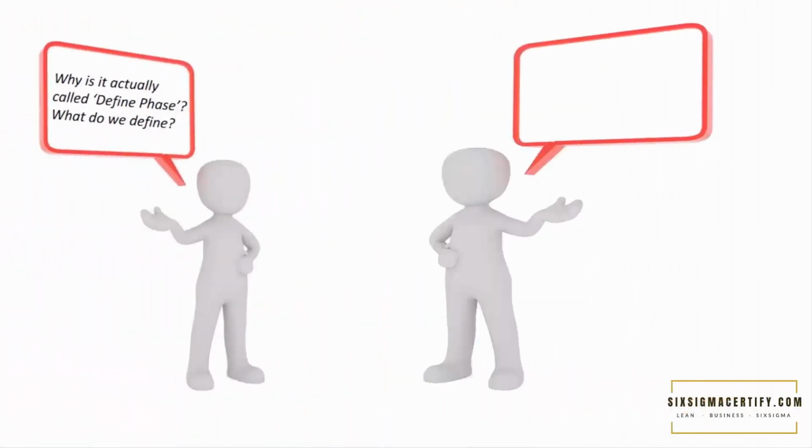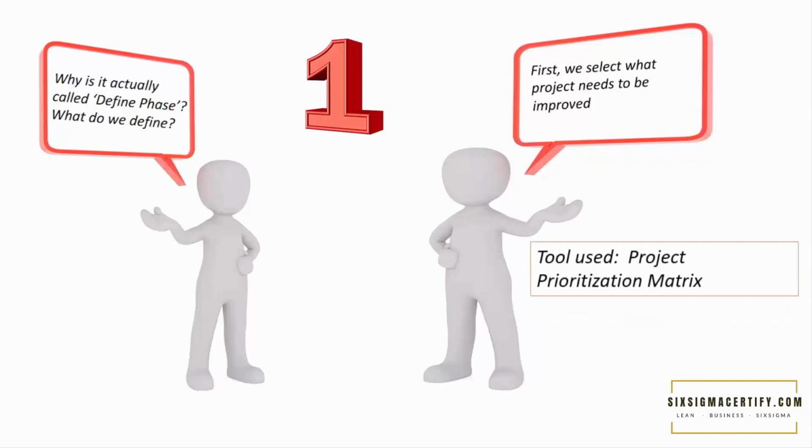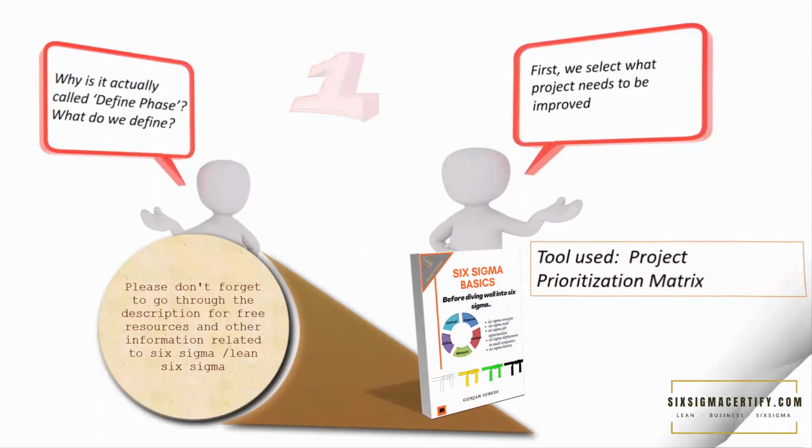But before that, let's learn why it is actually called the define phase, or what do we define. We call this phase the define phase because we define everything needed for the Six Sigma project in this phase. First, we define what projects need to be improved. We are defining the project needs that should be improved. The tool used in this step of the define phase is the project prioritization matrix. We prioritize which project needs to be selected.